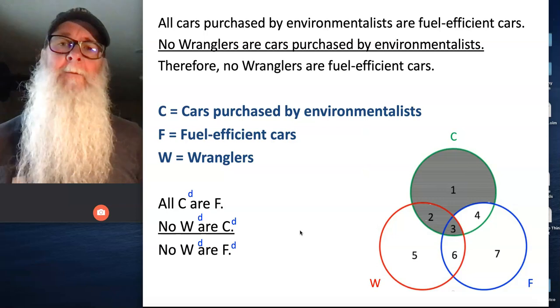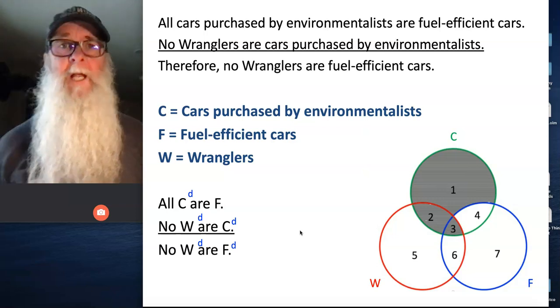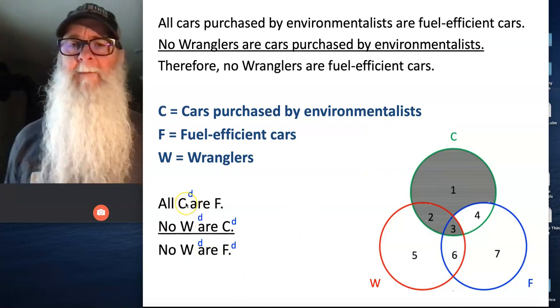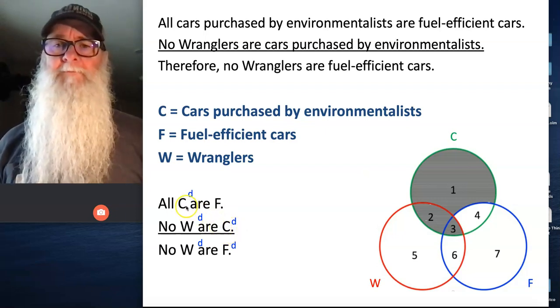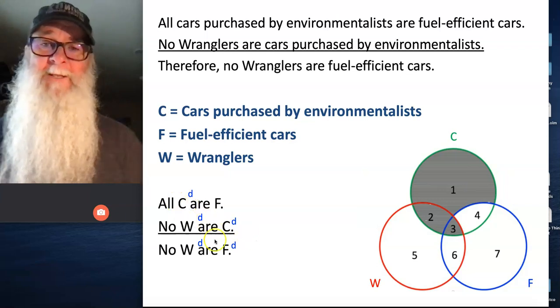Well, we can figure that out by identifying all of our distributed terms, and we've got 5 of them here, and then applying the 5 rules for categorical syllogisms. Rule number 1 says the middle term has to be distributed at least once, and it is. We've got C as our middle term, and it's distributed actually in both premises.